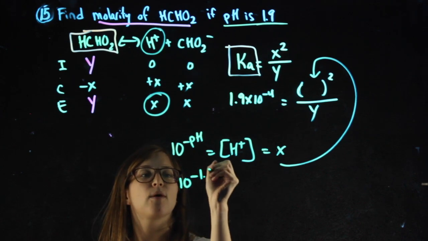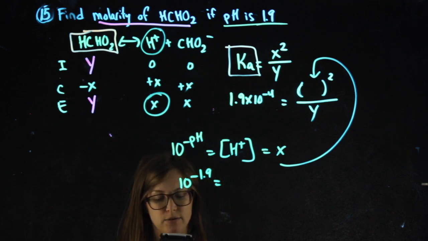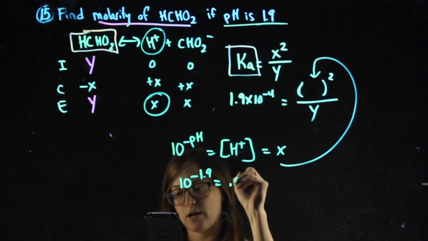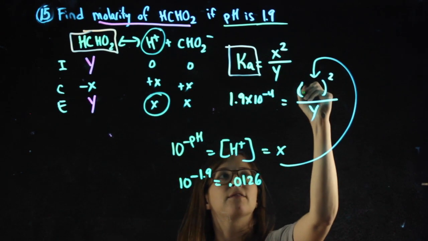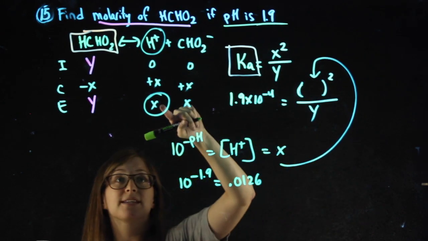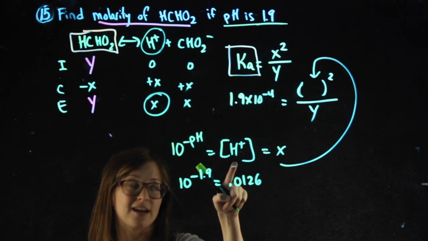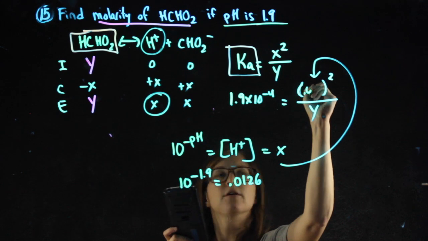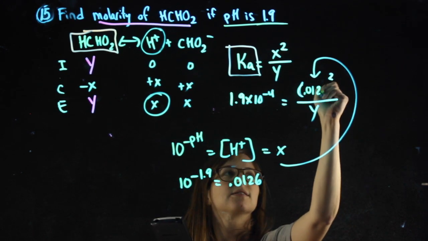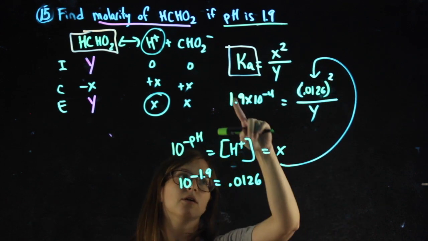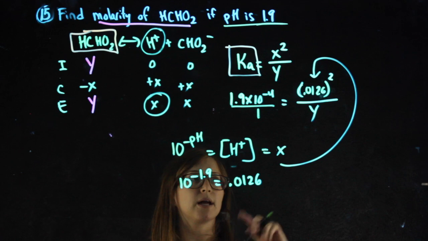10 to the negative 1.9 is my H plus, which is my X value. 0.0126, that can plug in for X. It doesn't plug in for Y because X represents H plus, and what I just found represents H plus. 0.0126 squared. Solving this for Y, I recommend put over 1 and cross multiply.